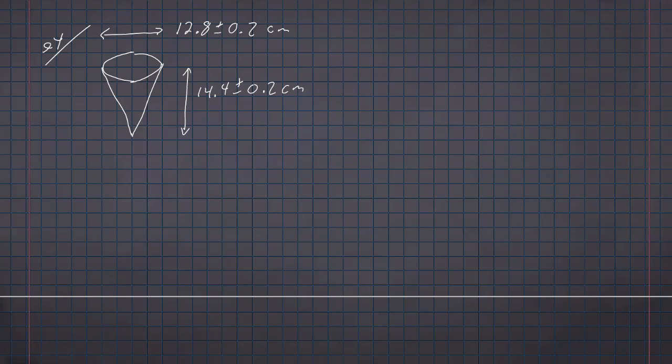Now remember that the volume of a cone is 1/3 pi r squared h. I would like you to use implicit differentiation and the differential notation to calculate the error in this measurement of the volume of the cone. Take a few minutes, see what you can do with that problem, and I'll see you in the next video.